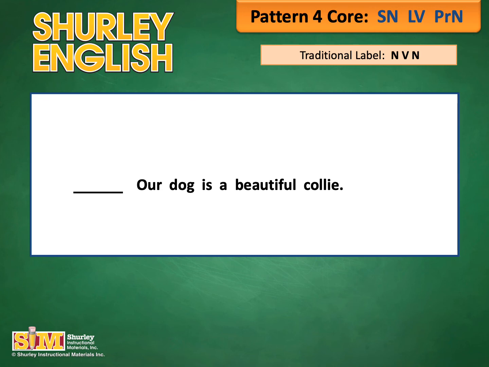Ready? Our dog is a beautiful collie. What is a beautiful collie? Dog. Subject noun. What is being said about dog? Dog is. Verb. Dog is what? Collie. Verify the noun. Does collie mean the same thing as dog? Yes. Collie. Predicate noun. Is. Linking verb. What kind of collie? Beautiful. Adjective. A. Article adjective. Whose dog? Our. Possessive pronoun adjective. Subject noun, linking verb, predicate noun, pattern 4 skill check.